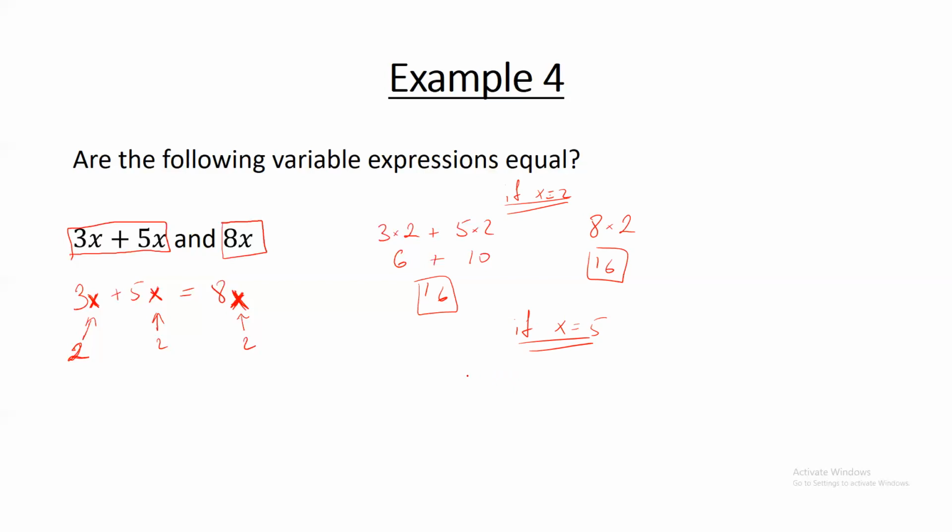Well, 3x, which is 3 times 5, plus 5x, which is 5 times 5. 3 times 5 is 15, plus 5 times 5 is 25. 15 plus 25 is 40. What if I look at my 8x here? Well, 8x is 8 times 5. 8 times 5 is also 40. Looks like they're equal again.